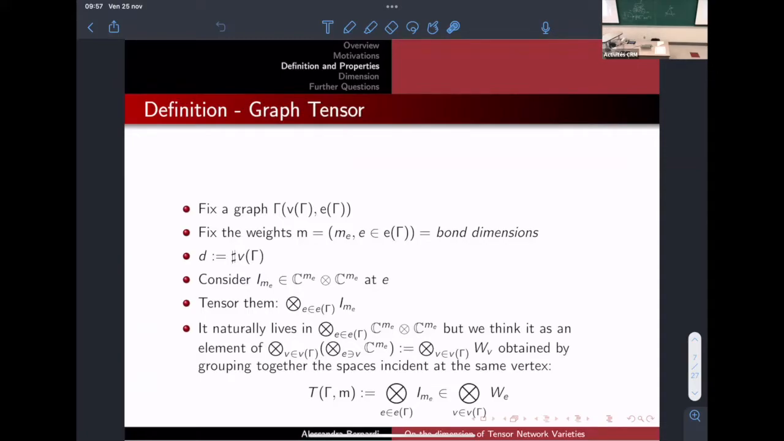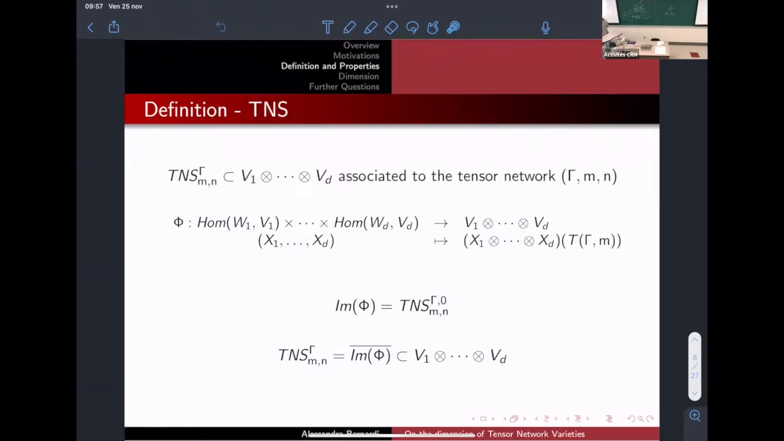Now this tensor, regrouped in a different way, I will call a graph tensor because it's a tensor that encodes all the notions that I had from the graph. Now I want to associate the variety, and what do I do? I take my graph tensor, the object that I just constructed, and I let all the homomorphisms between the W that I just constructed and the physical spaces. The V_i are the spaces that I have here from the physical dimension. Okay, so I take all the homomorphisms from W1 to V1, etc., up to W_D to V_D, and I act with these by multilinear multiplication on the graph tensor.